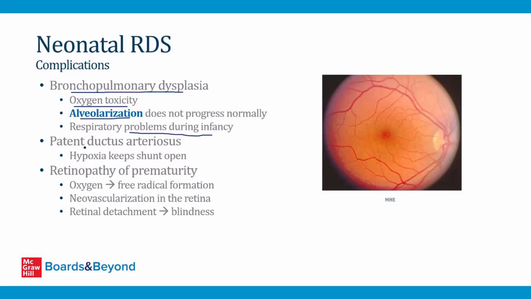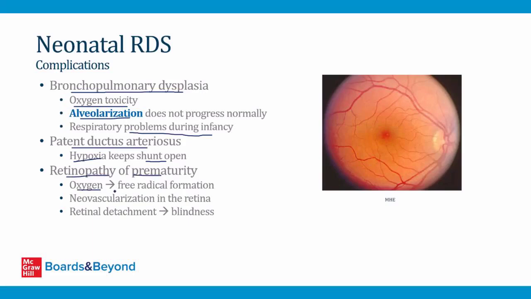Babies with neonatal RDS often can have a patent ductus arteriosus. This is a congenital heart anomaly that I talk about in the cardiology section, but the hypoxia keeps the shunt open so that you have a continuous connection between the pulmonary artery and the aorta, and that's called a patent ductus arteriosus. And then lastly, there's an eye complication of neonatal RDS called retinopathy of prematurity.